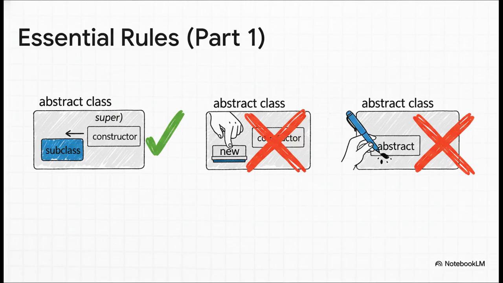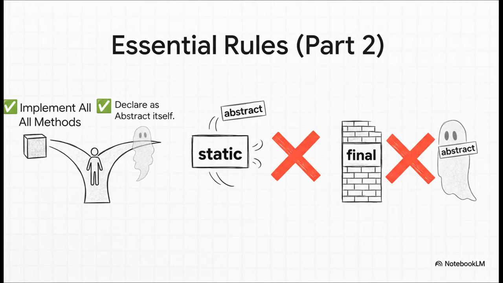So it's for them. Next, and I'm going to say this again because it's that important, you can never, ever create an object of an abstract class directly. New abstract class? Nope, not going to happen. And finally, you can't make a constructor abstract. It just doesn't make any sense.